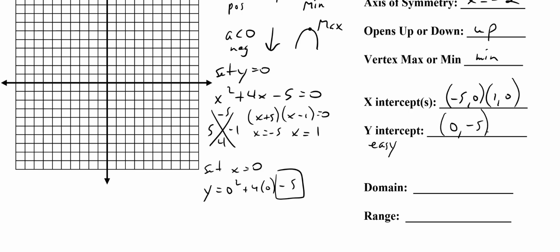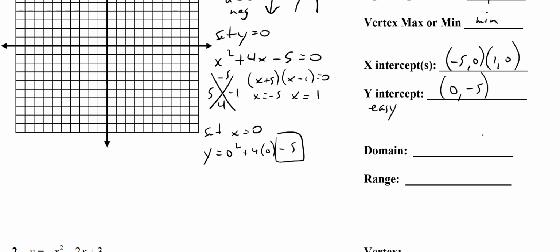Domain: for every single quadratic problem, every single problem with an x squared, the domain is going to be -infinity to +infinity. Now, it's called interval notation, which you'll see on the final exam. And what that means is this.